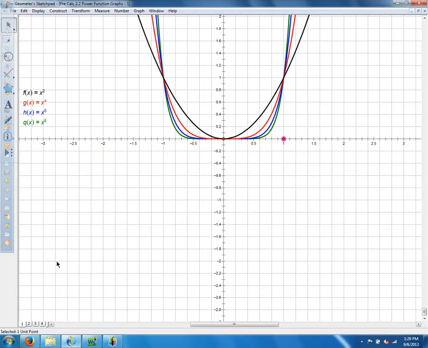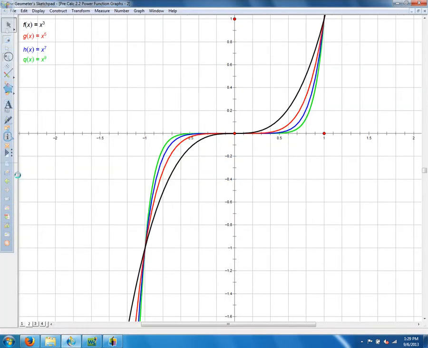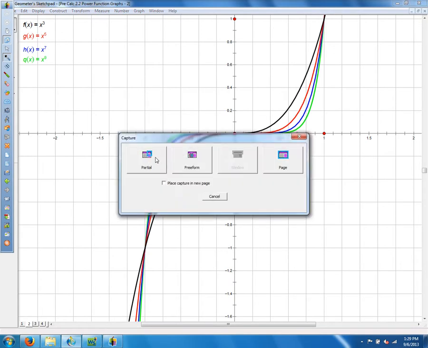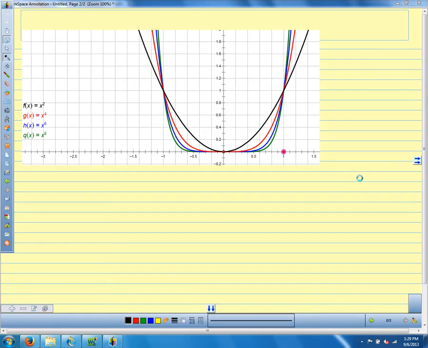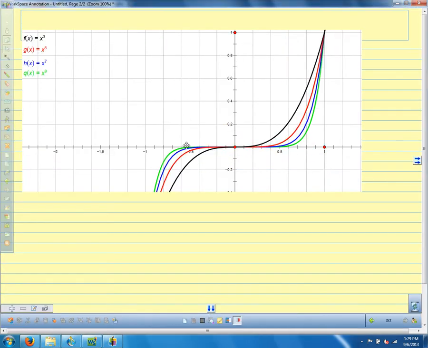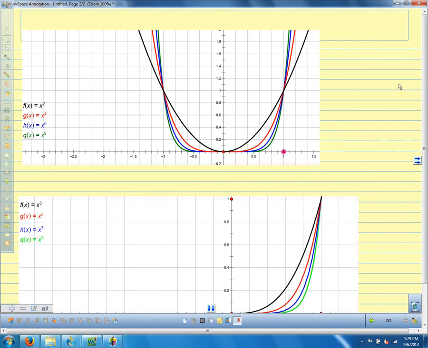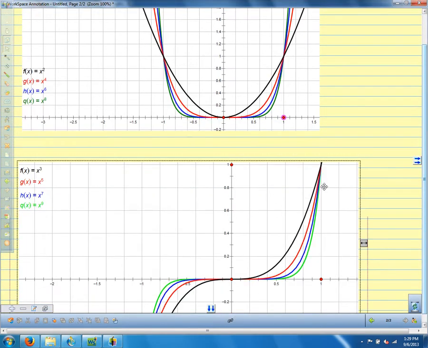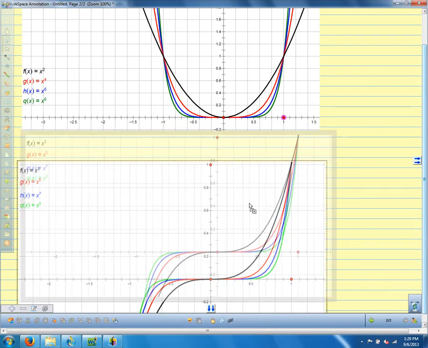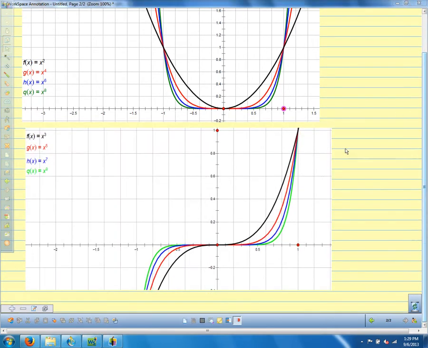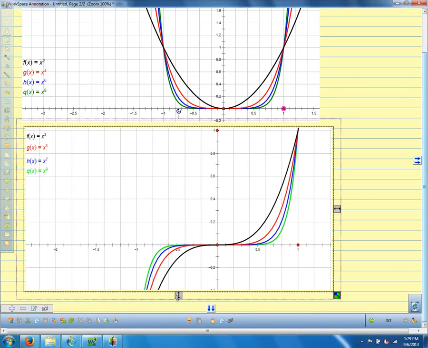Let's take a look at power functions where our exponent is odd. So let me grab these, and we'll put these just below on the same page. Make this a little smaller. So here are power functions when our exponent is odd.